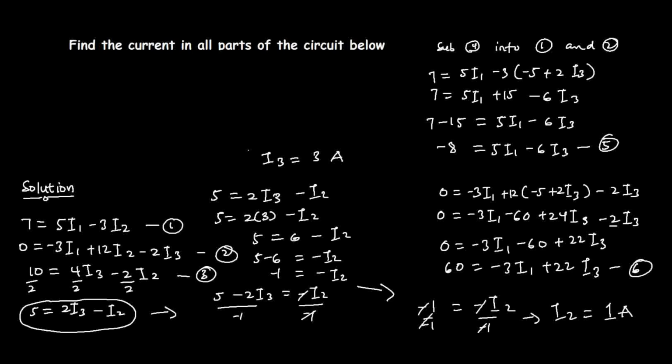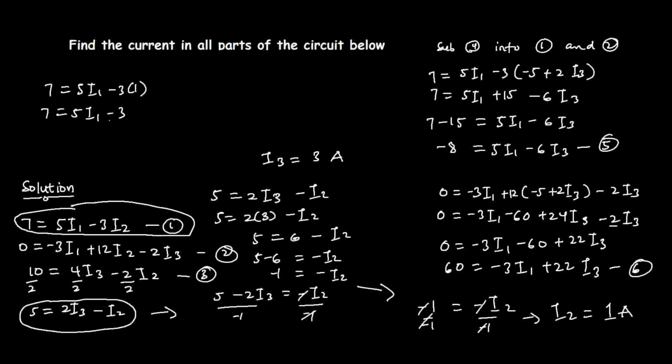Okay, so now we know the value of I2 and I3. Now let's find I1. I'm going to find I1 using equation 1, which is this equation that I have here. From that equation we have 7 equals 5I1 minus 3 multiplying I2, which we know to be 1 ampere. So therefore 7 equals 5I1 minus 3. I take this 3 to the left hand side, so 7 plus 3 equals 5I1, that is 10 equals 5I1.